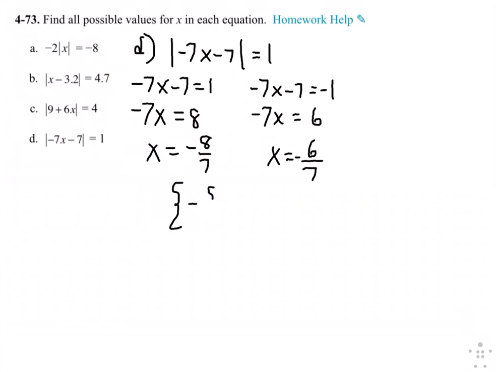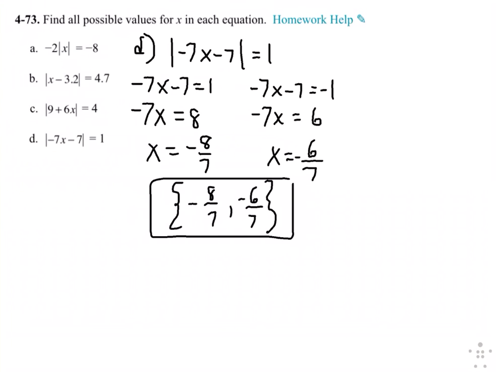So we get -8/7, -6/7. Whoops. Let me fix that one. That is not an appropriate set notation bracket. So it comes out to -8/7 and -6/7 for D.